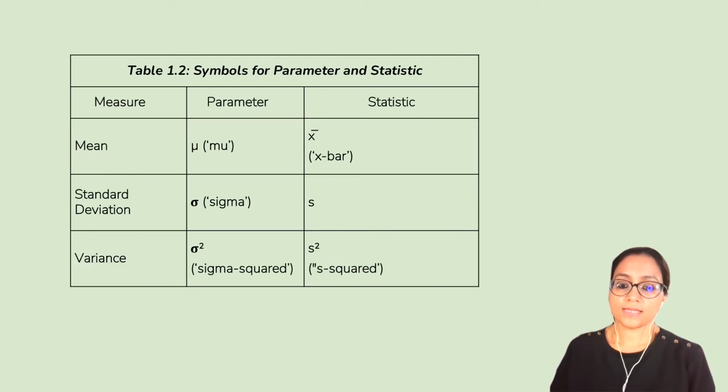Now, these are the symbols of parameter and statistic. So these are the mean, the standard deviation, and the variance. If it is population mean, then it is represented by mu. If it is the sample mean, it will be represented by x bar. Similarly, standard deviation is represented by sigma in case of population and small s in case of sample. Variance is represented as sigma square in case of population and s square in case of sample.